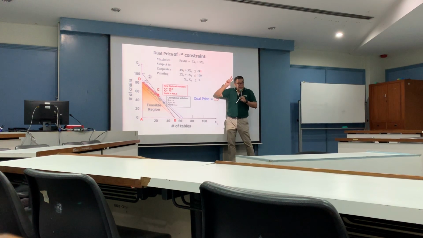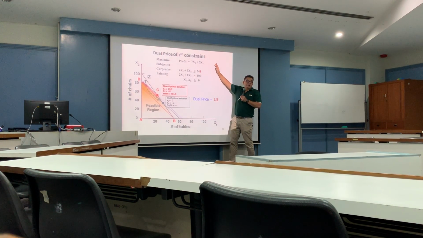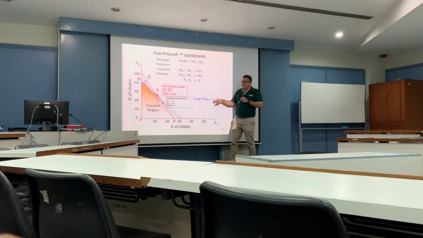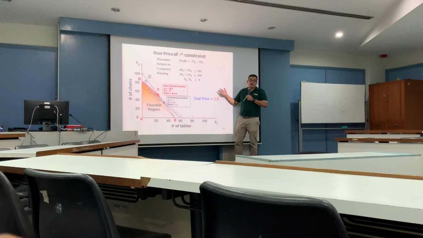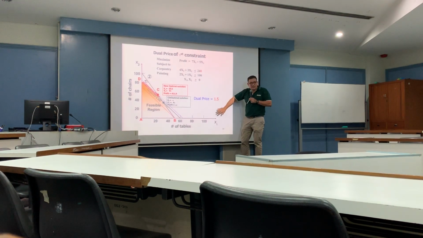So that's why, for the second part, we try to find the range of changing this right hand side. In this case, there may be an upper limit that we cannot go further than. Before we reach that limit, we can still use this shadow price to calculate. But if you increase more than the upper limit, you cannot use the shadow price 1.5 anymore.